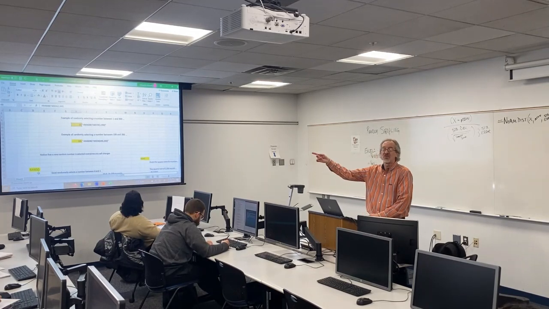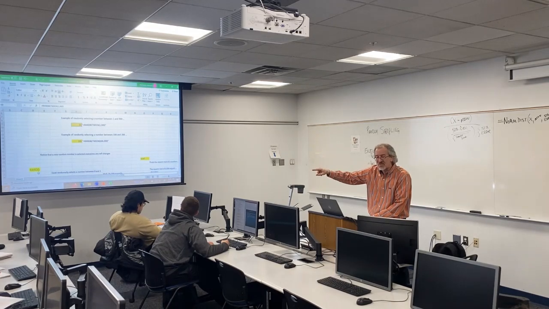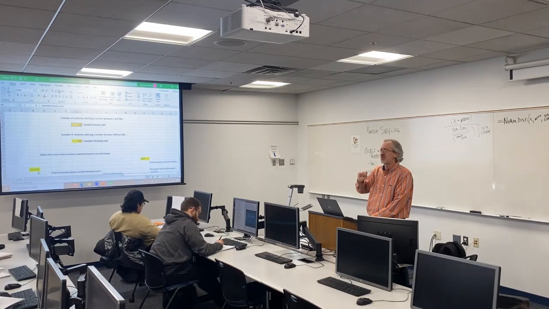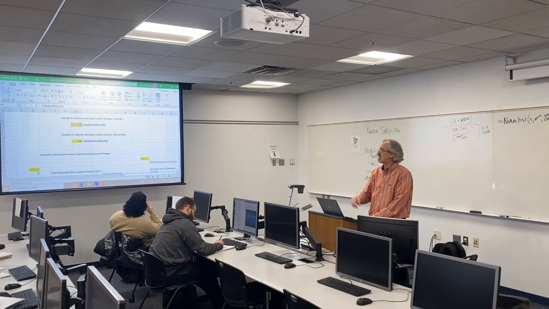I want to make sure I know this is hard to believe. First time I saw this, I said it didn't even make sense. Equals RAND, left parenthesis, right parenthesis, no spaces. Nothing between the two parentheses. You're telling Excel to randomly pick a number between 0 and 1. That's what that statement does.